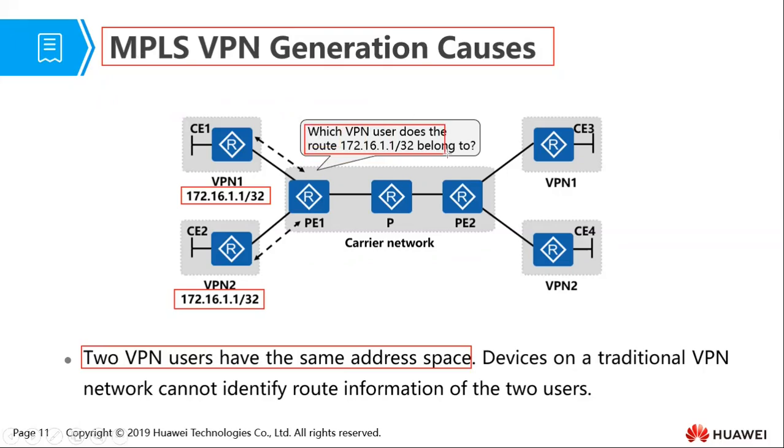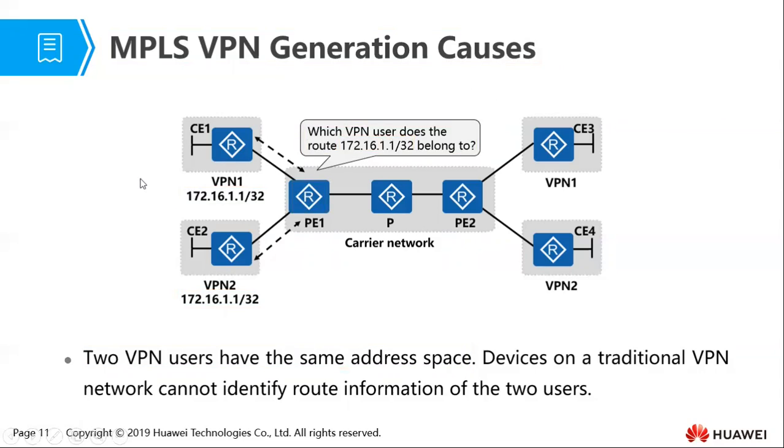So which VPN user does 172.16.1.1 belong to? That is a problem that the PE device has to deal with, because CE2 and CE1 are both going to advertise this network, as both of them are using the same network range. So PE1 has to know which one belongs to which. How to do that is what we're going to learn in the coming slides.